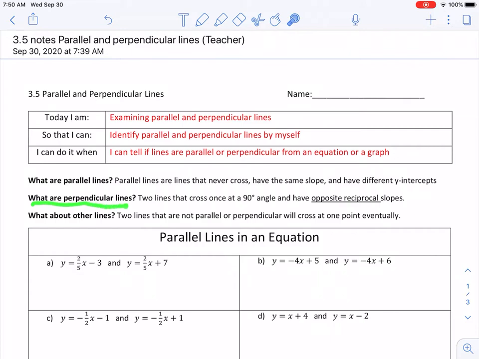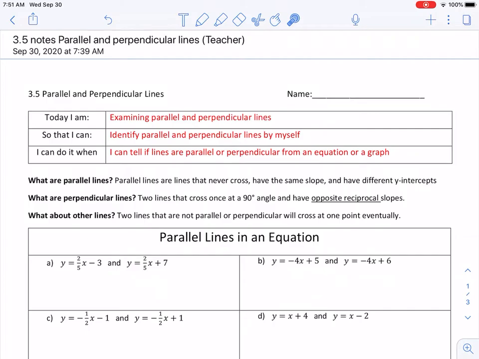Okay, perpendicular lines are two lines that cross at a 90-degree angle. And they have opposite reciprocal slopes. So the opposite being the opposite sign, and reciprocal meaning that it's flipped over. So if it's a fraction of 1 over 4, the reciprocal would be 4 over 1. If the slope is 2, the reciprocal would be 1 over 2. So the opposite reciprocal means we take the opposite sign and we flip it over.